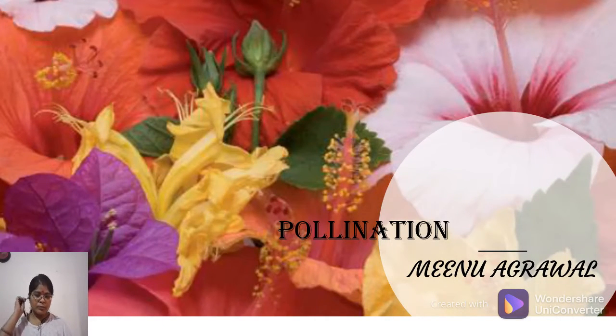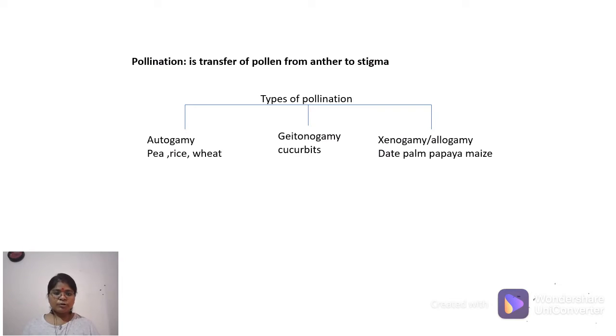So after macrosporogenesis, the topic that we are going to start is pollination. All of us know that pollination is the transfer of pollen grains from anther to the stigma. Now this pollination is of three types: autogamy, geitonogamy, and xenogamy or allogamy.